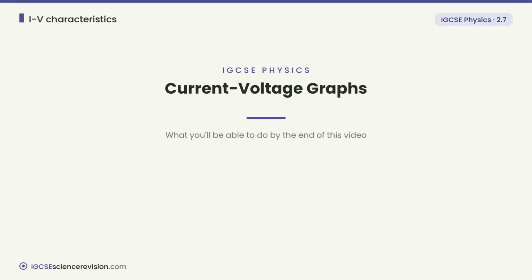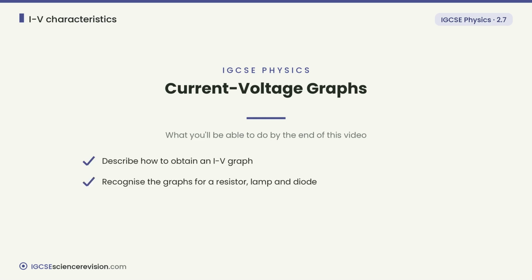In this required practical video, we'll look at current voltage graphs, part of your IGCSE Physics course. By the end, you'll be able to do three things. First, describe how to obtain an IV graph. Second, recognise the graphs for a resistor, a lamp and a diode. And third, explain the shapes.